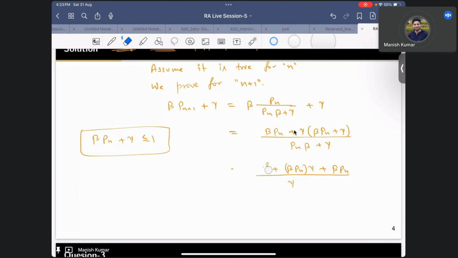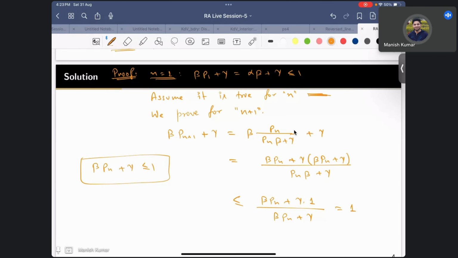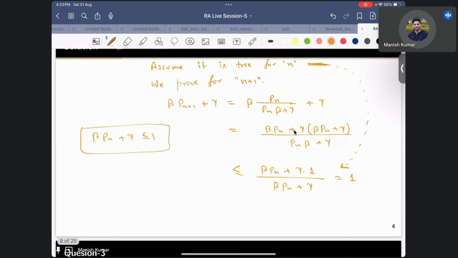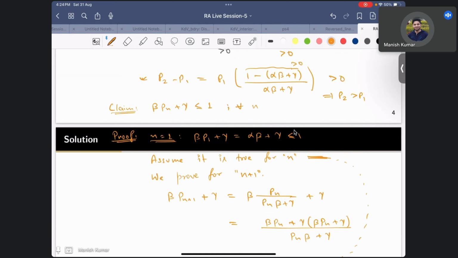Yeah, I think so. Just a second. So from here I can use beta Pn plus gamma less than or equal to 1. So I'll get beta Pn plus gamma into 1 upon beta Pn plus gamma, and this is equal to 1. Here I am using the induction, this fact, right? So using this over here, I got this one. So what I proved is, this claim is proved. This beta Pn plus gamma is less than or equal to 1 for all n belonging to natural numbers.